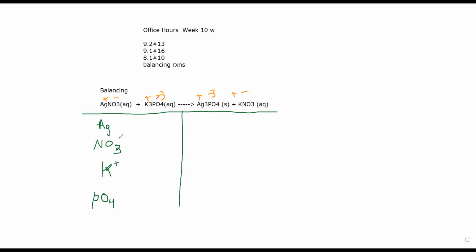Put some charges on these as well to help us keep track. Doing this with a trackpad. We're going to have the same atoms on the product side, right? We're going to have silver, we're going to have nitrate, potassium, and phosphate.